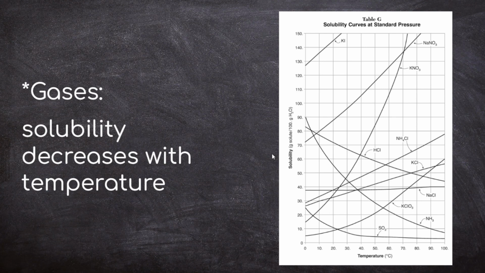Now, gases, on the other hand, their solubility decreases with temperature. So anytime we see a line with a negative slope, that it is decreasing, we have a gas. And those gases would be hydrogen chloride here, ammonia, NH3, and sulfur dioxide right here going down. So these are all gases. The reason for that is that as gases get heated up and more excited, they want to escape from that liquid.